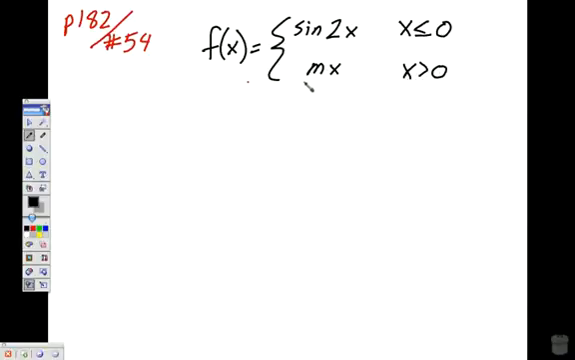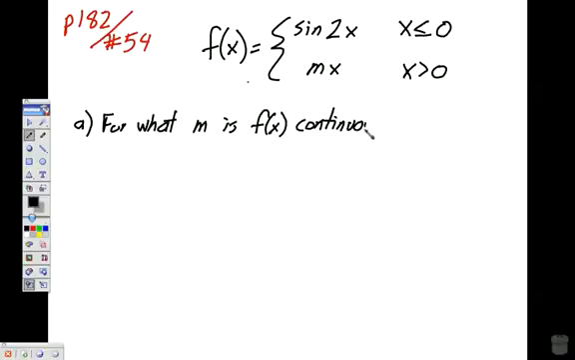M is just some constant, but we don't know what. It could be a half, it could be pi, it could be 5, it could be negative 100. We don't know. M is some constant number. And the question is, for what values of m is f of x continuous? Now they're only asking about continuity at x equals 0.